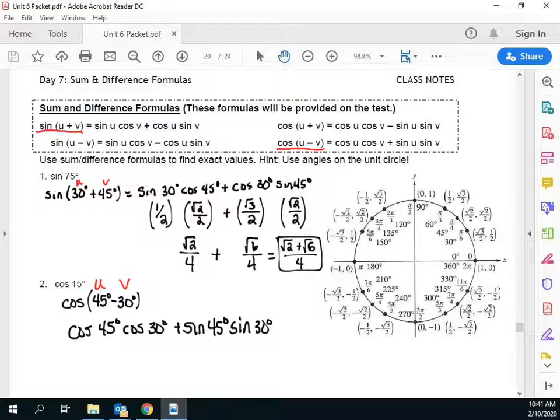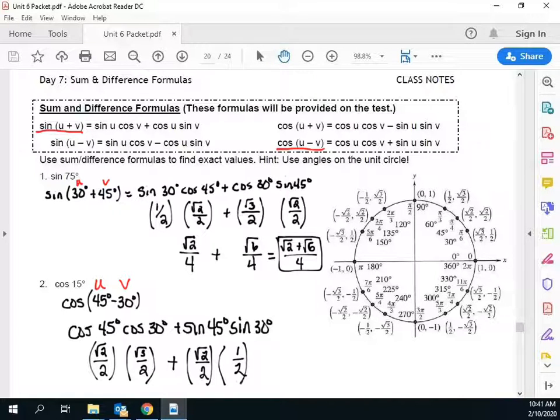Cosine of 45? Root 2 over 2, good. Cosine of 30? Plus, what? We already know the sine of 45. And we just found the sine of 30 earlier. What's root 2 times root 3? Root 6. 2 times 2?